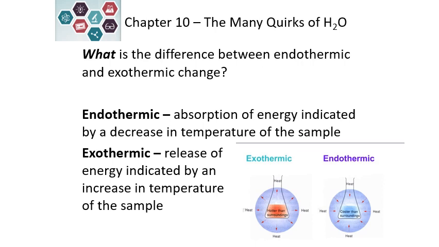Exothermic reactions like chemical hand warmers, those tend to be the oxygen reacting with iron, and oxygen reacting with iron gives off heat, and so that raises the temperature of the surroundings around it.